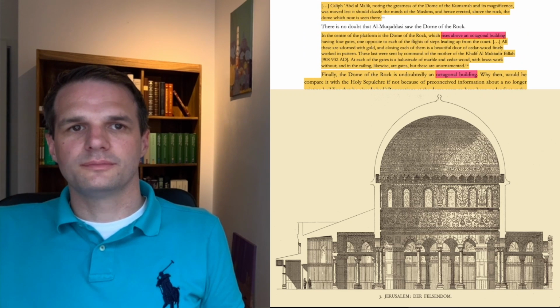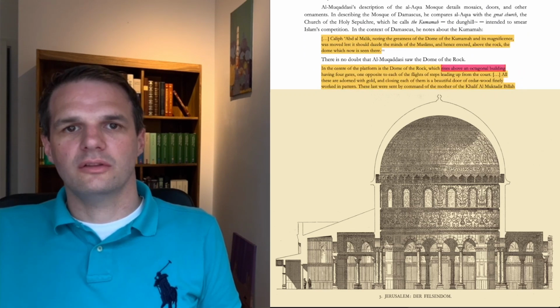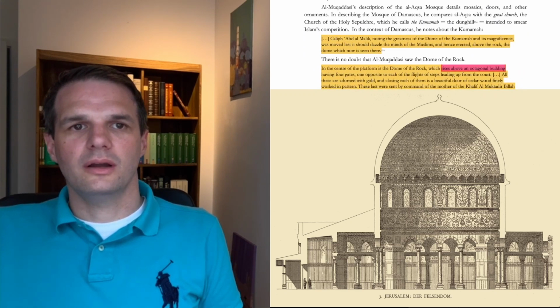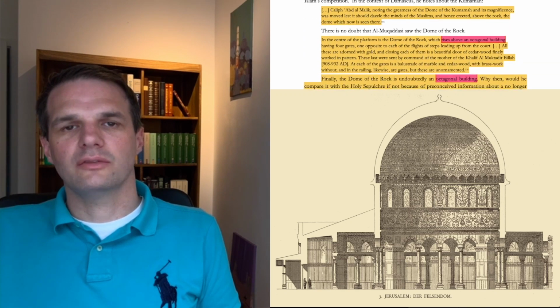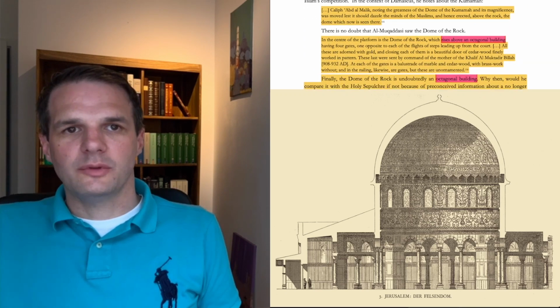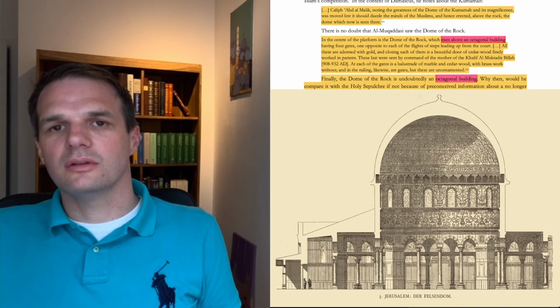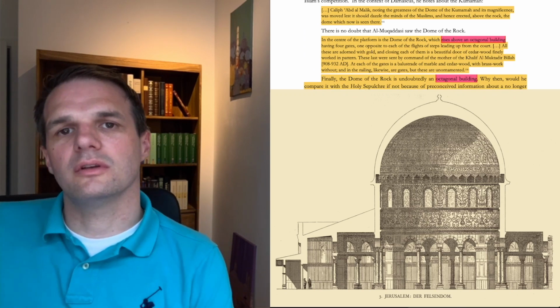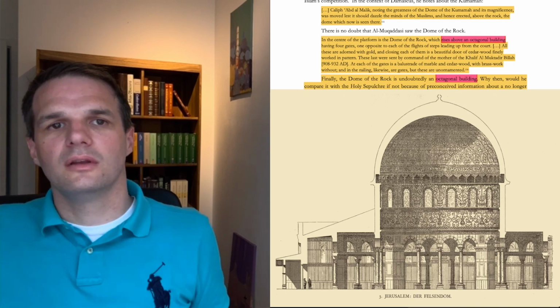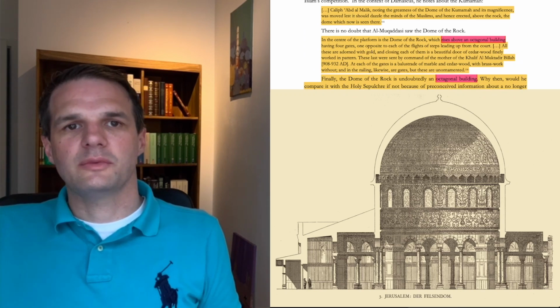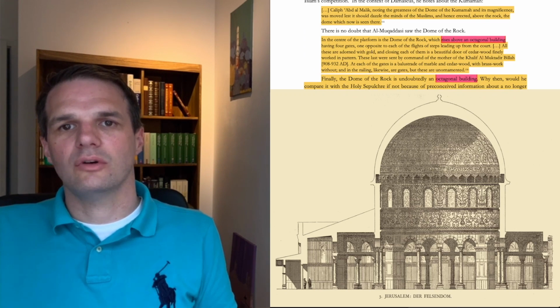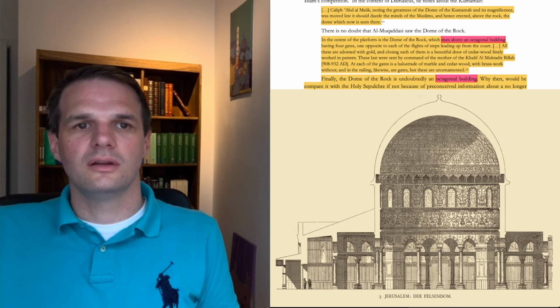Now let's move on. This is another quote by Al-Muqaddasi, the same guy from above. Caliph Abd al-Malik, noting the greatness of the dome of the Kumama, so that's how the Muslims of the time called the Church of the Holy Sepulchre, and its magnificence, was moved lest it should dazzle the minds of the Muslims, and hence erected above the rock the dome which now is seen there.